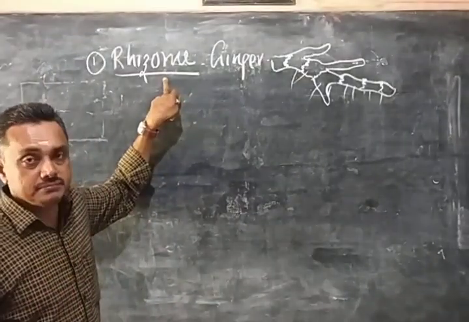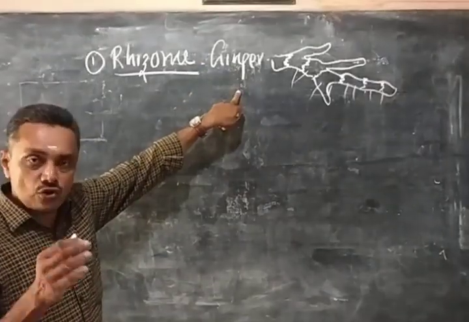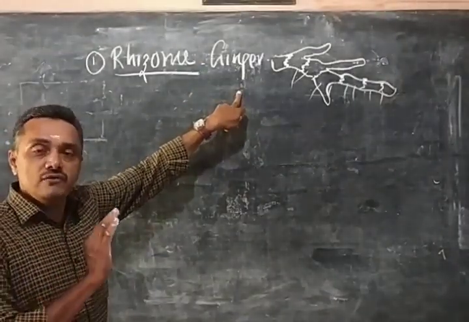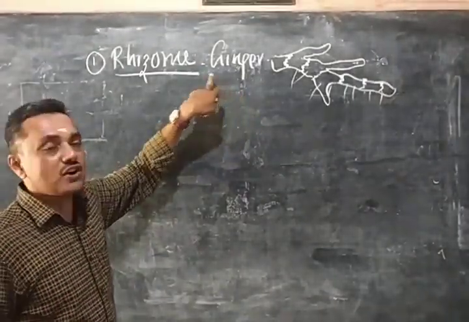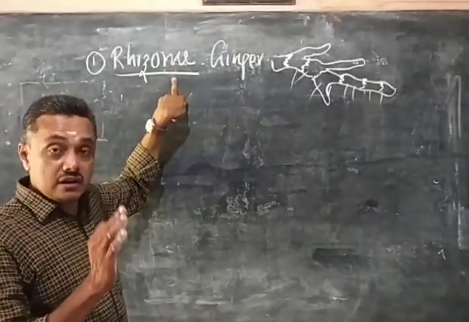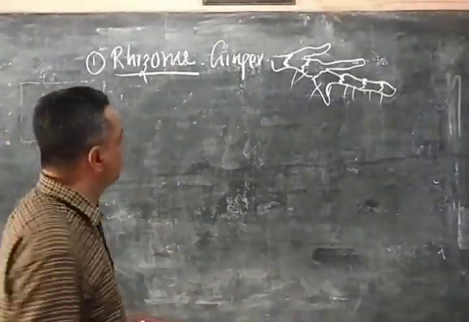R-H-I-Z-O-M-E, rhizome. Then what is the function? Storage of material, perennation, vegetative reproduction. So these kinds of structures are called rhizome. Ginger, turmeric, banana are examples.